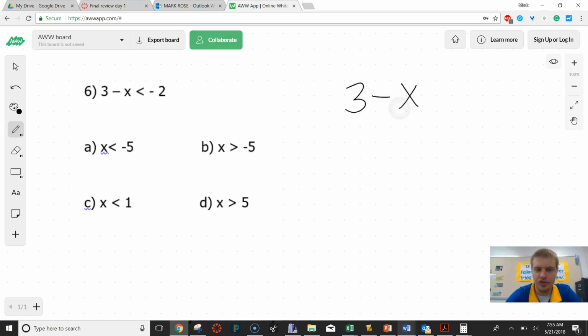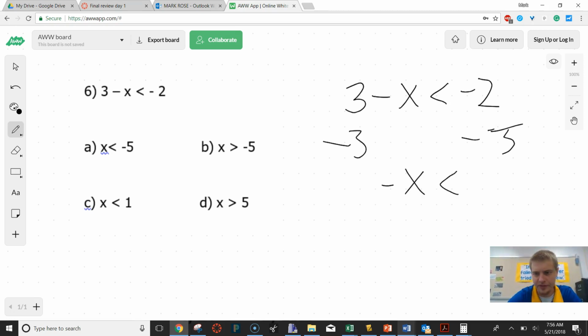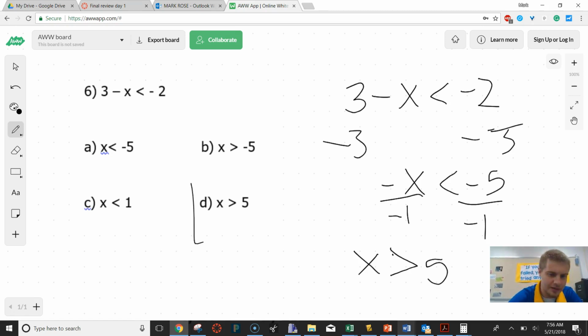Okay, so we just have to solve this one. Biggest mistake people want to do is they want to add 3 to both sides. Do not do that. 3 is a positive number, so 3 plus 3 would give you 6. You want to subtract 3 from both sides. That's going to give you -x is less than -5. And then since I have a negative from the x, I'm going to divide by -1. Well, when you divide by a negative with an inequality, it actually flips the sign, and then you get +5, so D would be the correct answer.